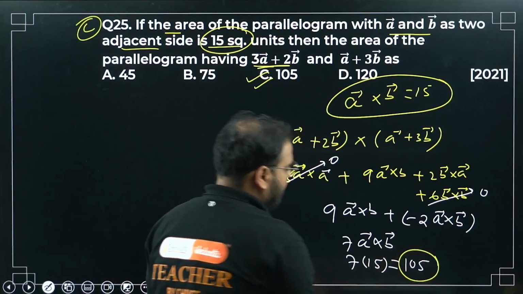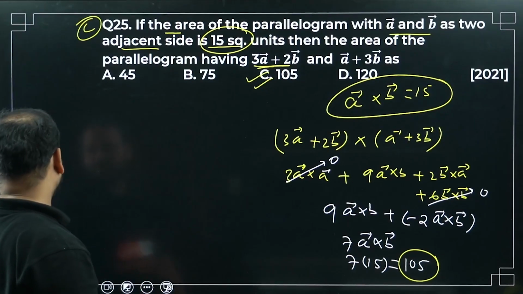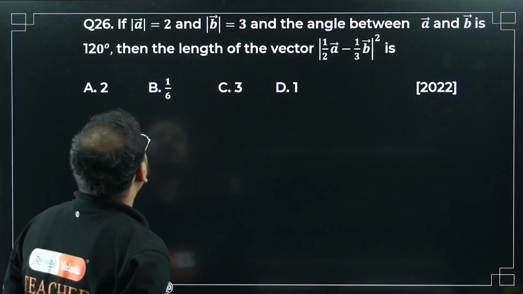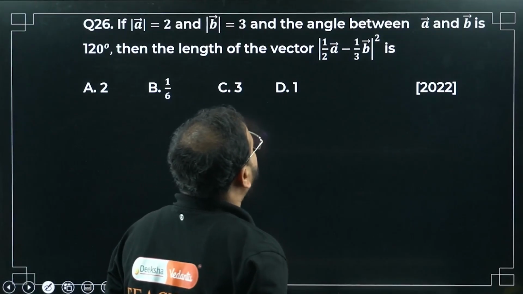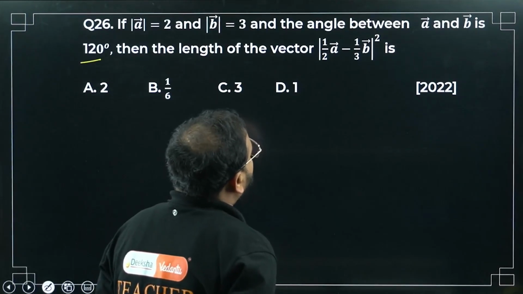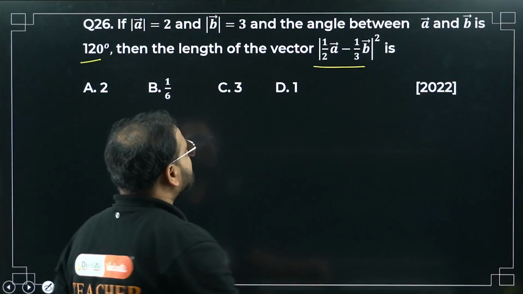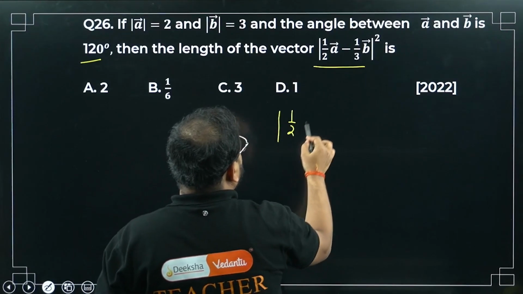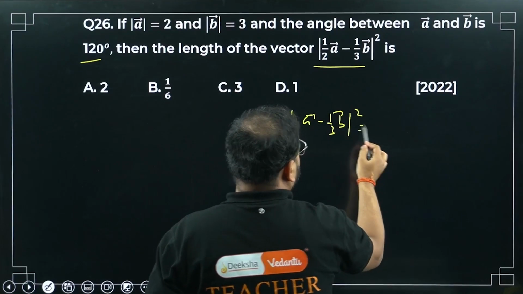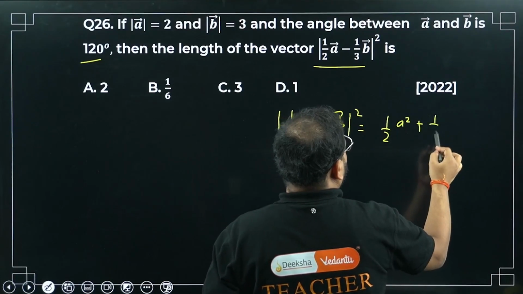Have a look. Having fun? Moving on to question number 26. Last 4 questions to go. If mod A equals 2, mod B equals 3, and the angle between A and B is 120 degrees, then find the length of this vector. So we have to find this whole square. Let's do this without hesitation. A vector minus 1 by 3 B, the whole square. It will be 1 by 2 A square plus 1 by 3 B square.